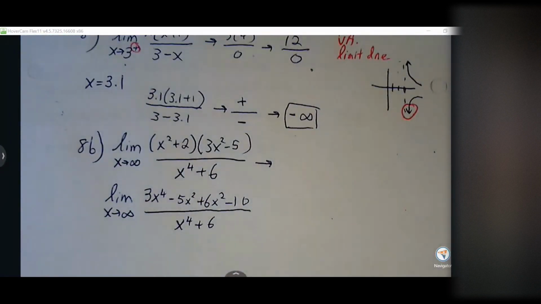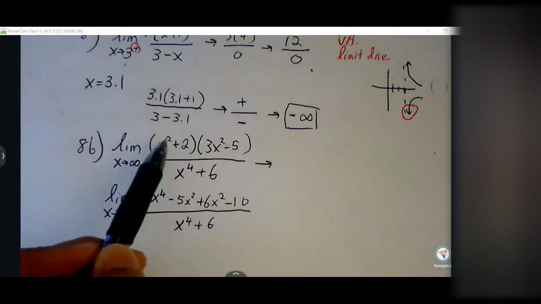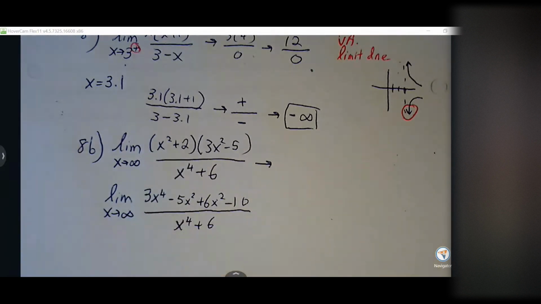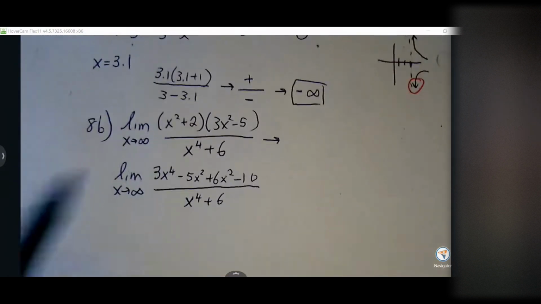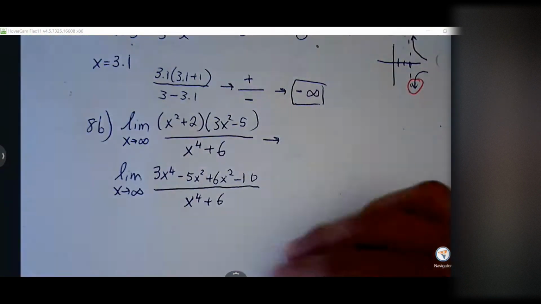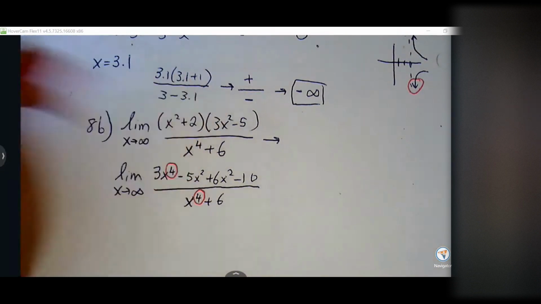So if your limit is approaching infinity and you have something that's in factor form, clean everything up, right? Because if I want to compare degrees, I don't want to get a false reading. We may look at this and think that the degrees are not matching because the denominator is higher. But here, now that everything is cleaned up, the highest degree in the numerator is 4. The denominator is also 4.